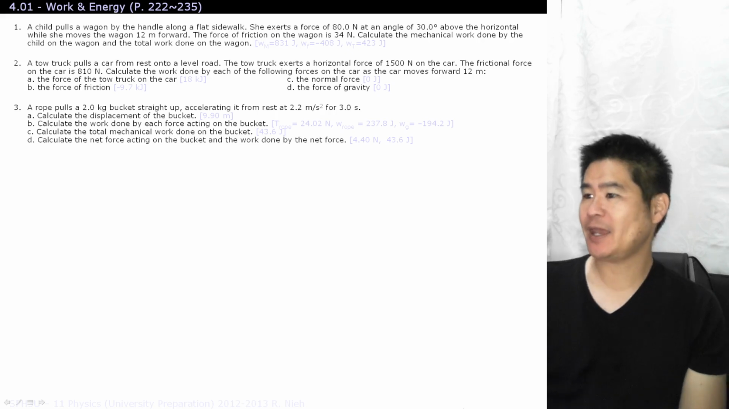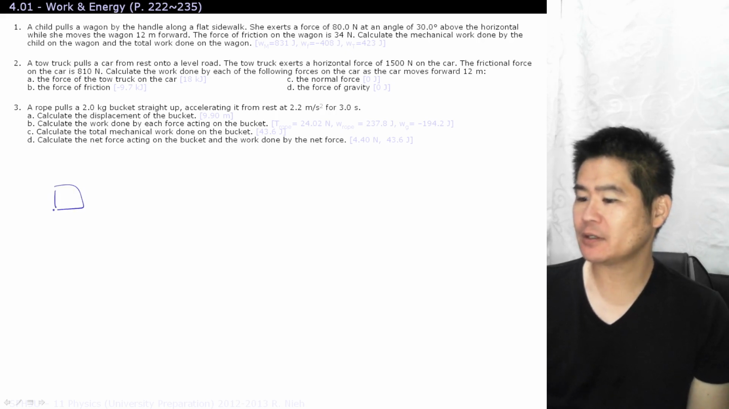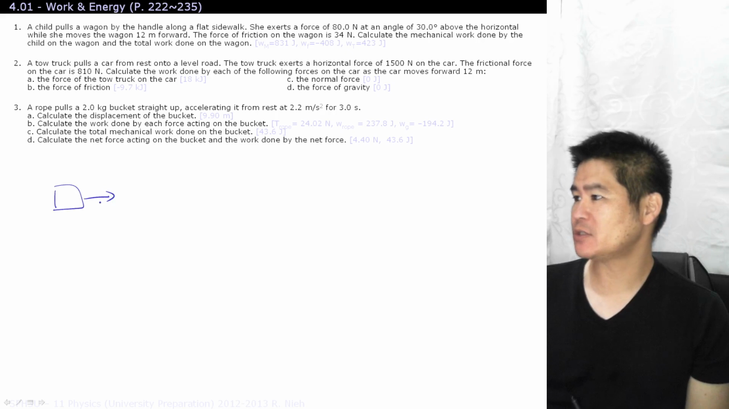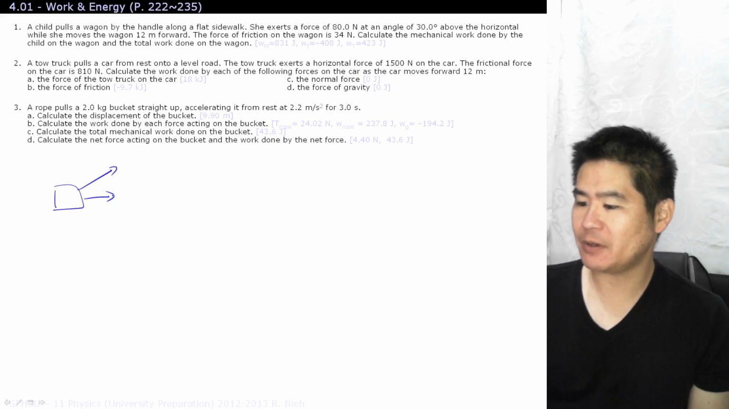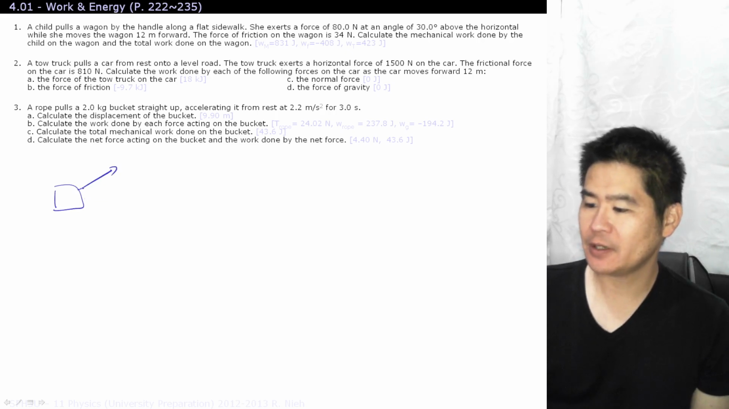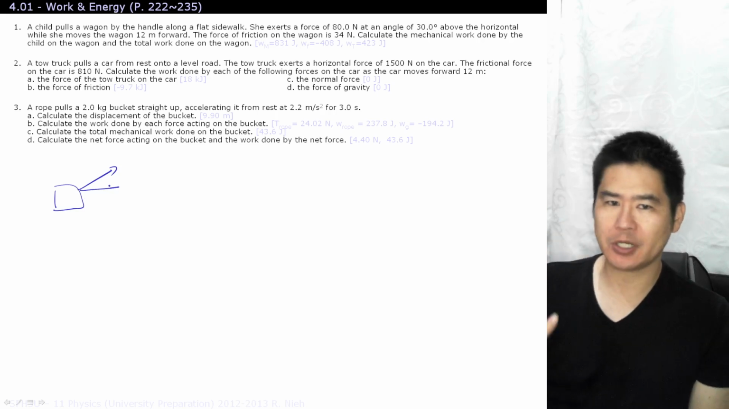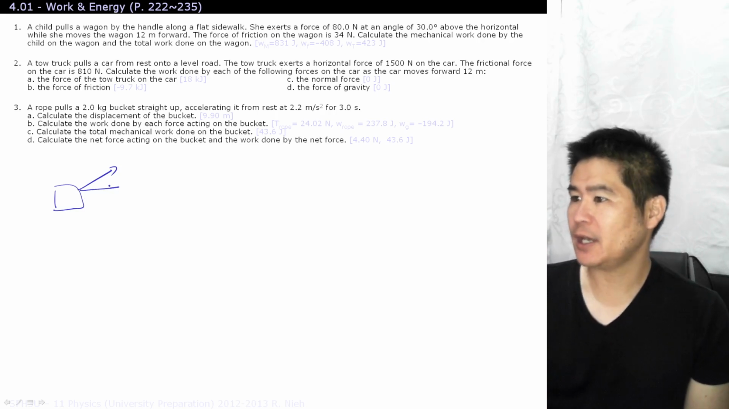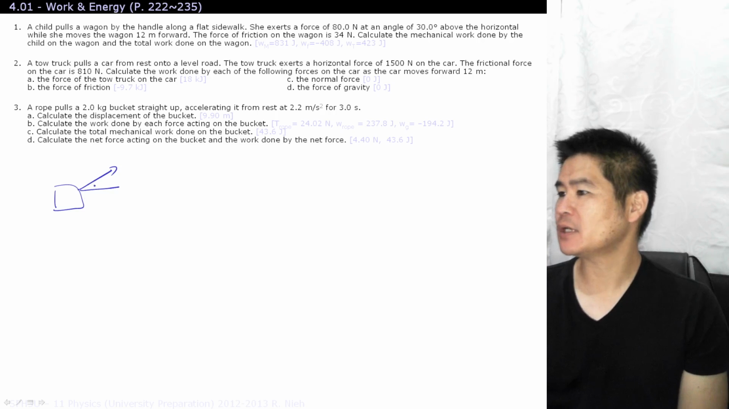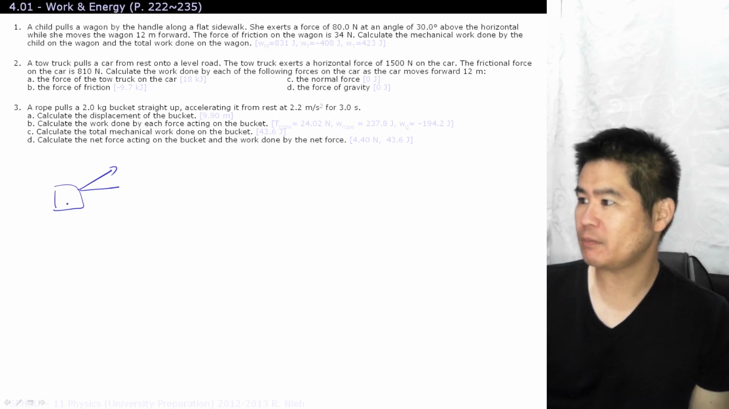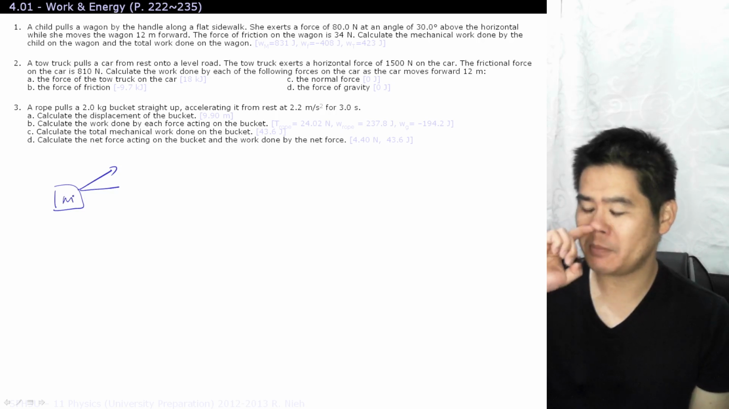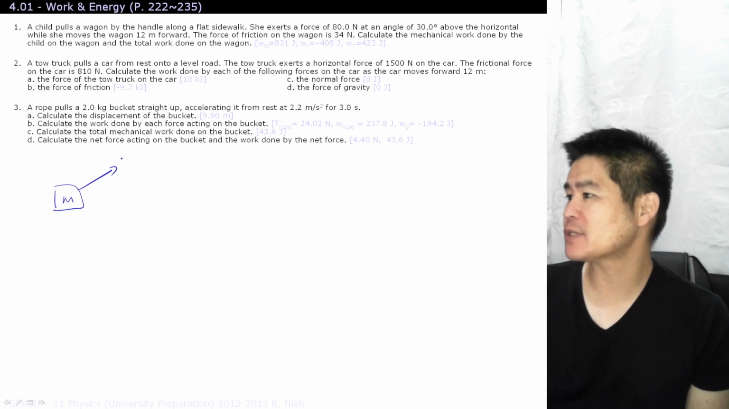Child pulls a wagon by the handle along a flat sidewalk. So the force applied is directed at 30 degrees above the horizontal. Remember that if she's not able to lift it up, she's not doing any vertical work on this. We're not given any details about the mass of the wagon, but I'm sure it's heavy enough that it doesn't float off into the sky.